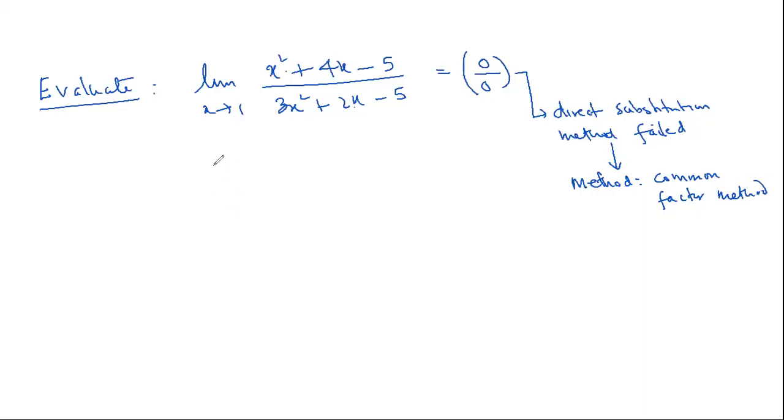Now, what is the common factor method? You can write this limit as numerator and denominator having a common factor. And what is the common factor? How did I come to know the common factor is x minus 1? Because x approaches 1, because the limit is tending to 1, and by replacing x as 1, I got 0 as the answer. Therefore, numerator and denominator have the common factor x minus 1.